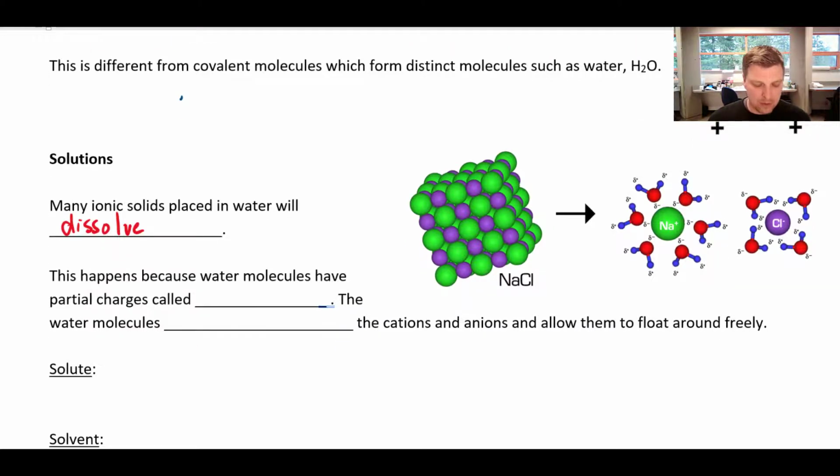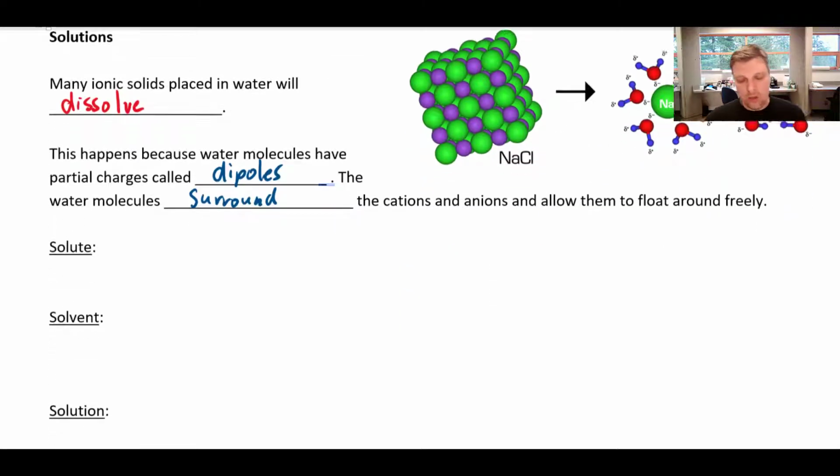And so this happens because water molecules have partial charges called dipoles. Now again, we'll talk more about that later. The water molecules surround the cations and the anions and basically just allow them to float away.